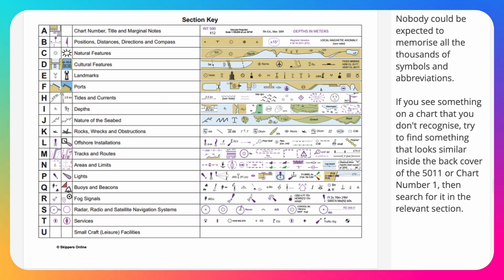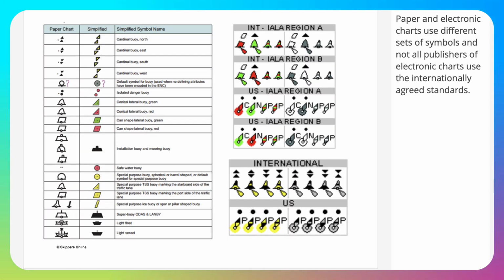Nobody could be expected to memorize all the thousands of symbols and abbreviations. If you see something on a chart that you don't recognize, try to find something that looks similar inside the back cover of the 5011 or Chart Number 1, then search for it in the relevant section. Paper and electronic charts use different sets of symbols, and not all publishers of electronic charts use the internationally agreed standards.